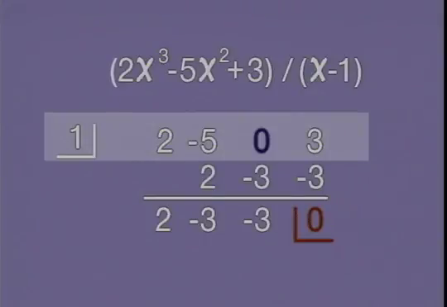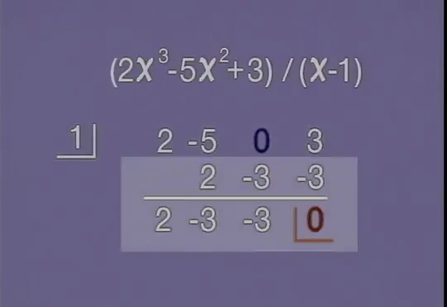Since we're dividing by x minus 1, we change the sign in anticipation of having to change the sign and add to subtract. We change the sign to 1. Okay, and then we simply bring down the lead coefficient, which is 2, because when we divide 2x cubed by x, we're going to get 2x squared. We multiply the 2 times the 1, and we get 2 in the x squared place. We add negative 5 and 2 is negative 3.